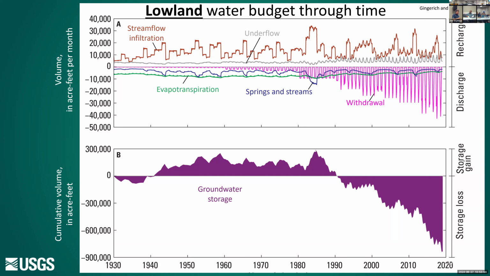There was more water getting into the system than coming out, peaking in the mid-80s again with all the really wet periods. But then we turn the corner again in the 90s as pumping ramps up.